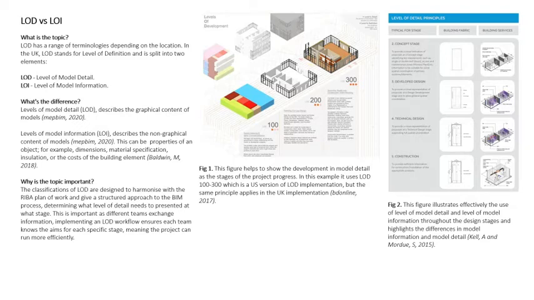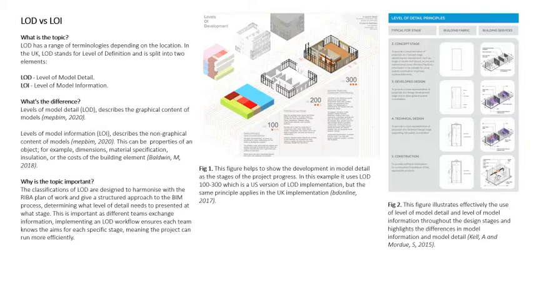So looking a bit more at the differences, Levels of Model Detail, LOD, describes the graphical content of models. This can be determined as a placeholder, generic and detailed categories of LOD, for example. Levels of Model Information, LOI, describes the non-graphical content of models. This can be properties of an object, for example dimensions, material specification, insulation, or the cost of the building element.